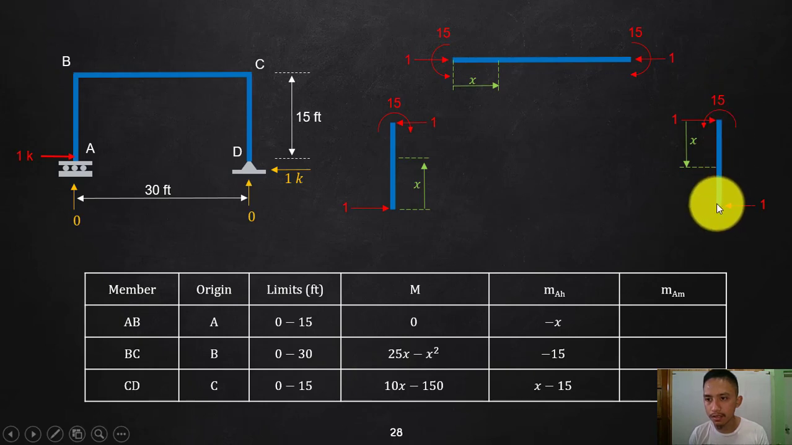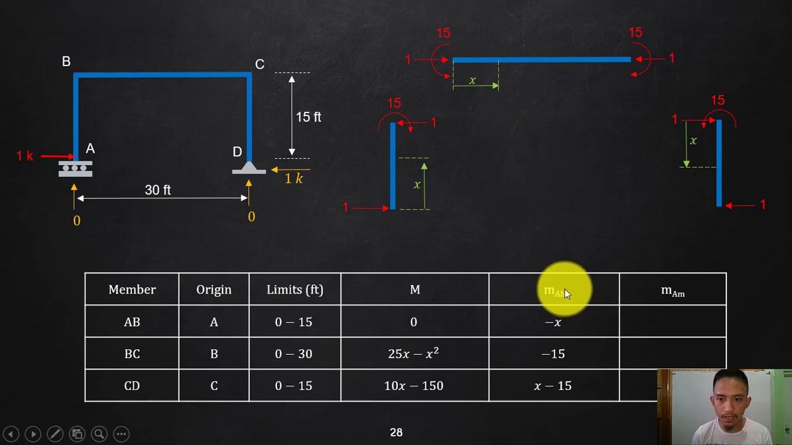So again, summating. If I will take a moment here, that 15 counterclockwise is counteracted by 1 times the distance, which is 15, which is clockwise. So the moment here is 0, since again that is a pin. So that is how we ended up with these forces here. Now get the moment equation.